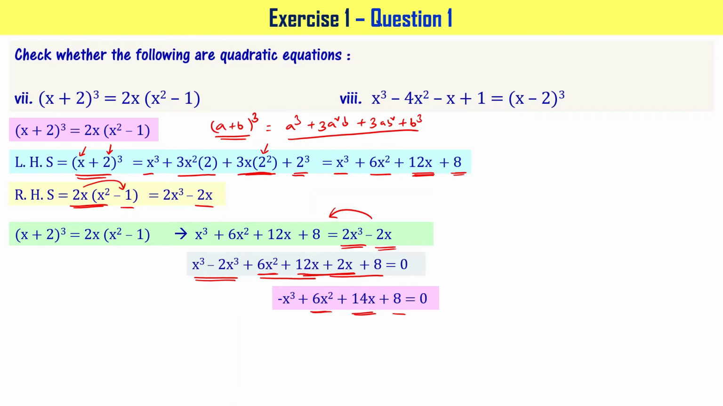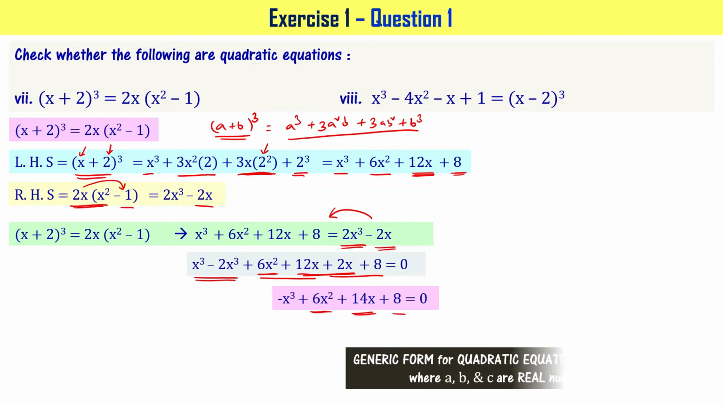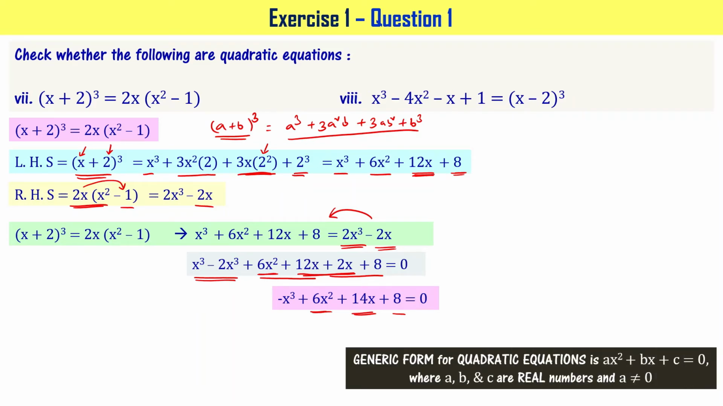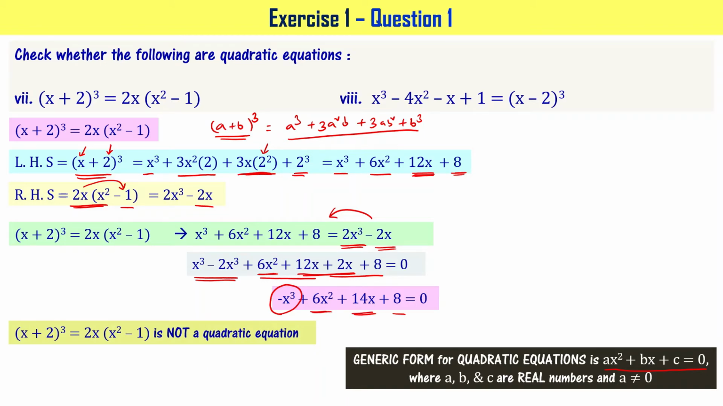equal to 0. This is the equation we now have, and we know that a quadratic equation is in the form of ax² + bx + c = 0, whereas here you have a term that has x³ as power, right? −x³ is the extra term. For that reason, we say that the given equation is not a quadratic equation. Understood? This equation is called a cubic equation. You will learn about that in the upcoming classes.